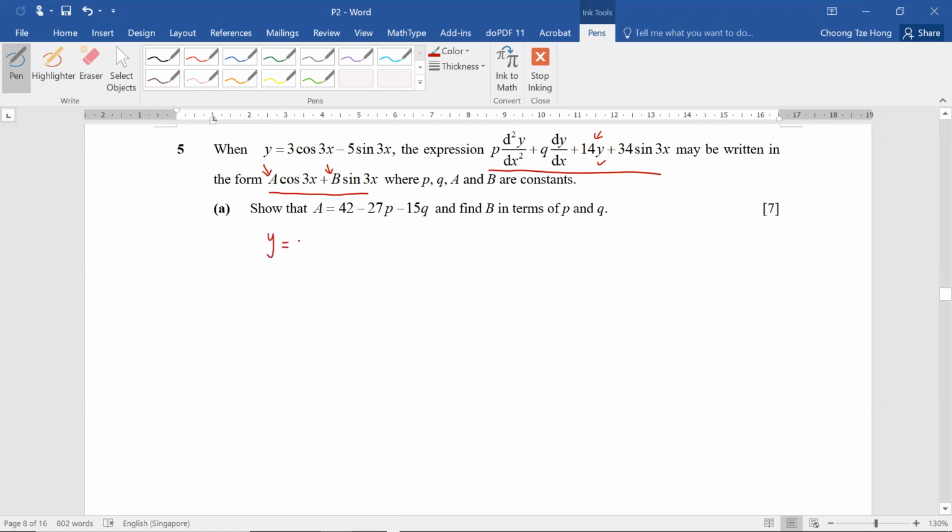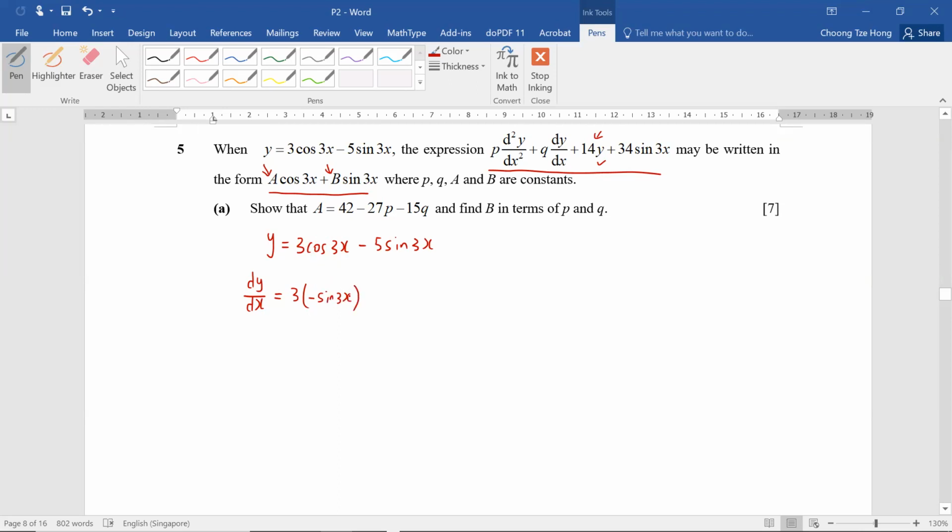So y equals 3 cosine 3x minus 5 sine 3x. We're going to differentiate y to get dy dx. You need to be familiar with the differentiation of trigo functions. If you differentiate cosine 3x, you get negative sine 3x.